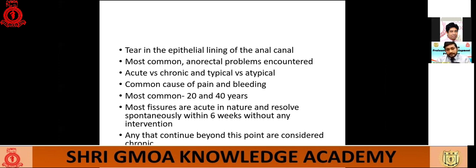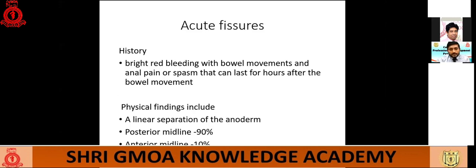What happens in an anal fissure is there's a tear in the epithelial lining of the anal canal. It's one of the most common problems encountered, and fissures can be acute, chronic, typical, or atypical. It's one of the common causes of pain, and most commonly affects young patients, about 20 to 40 years. Most fissures are acute in nature and usually resolve within 6 weeks without any treatment. If they continue beyond 6 weeks, they are called chronic fissures. In the history, it's bright red streaky bleeding on stools with associated severe pain.